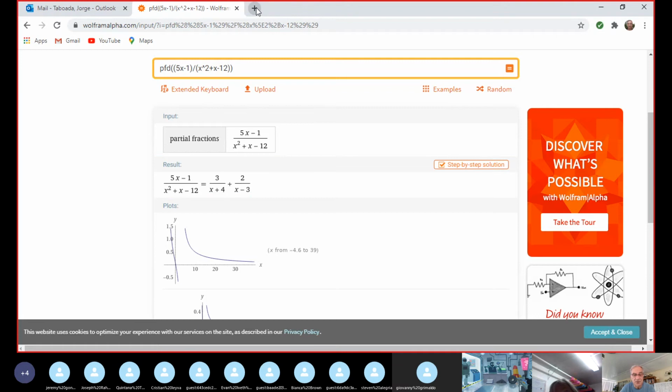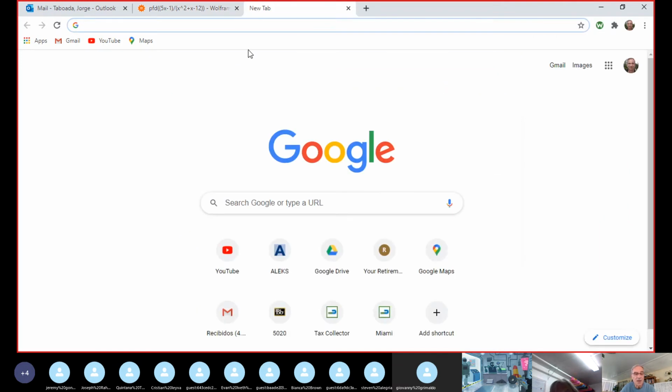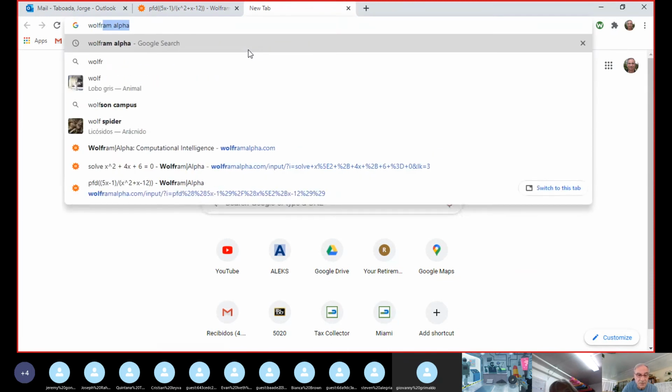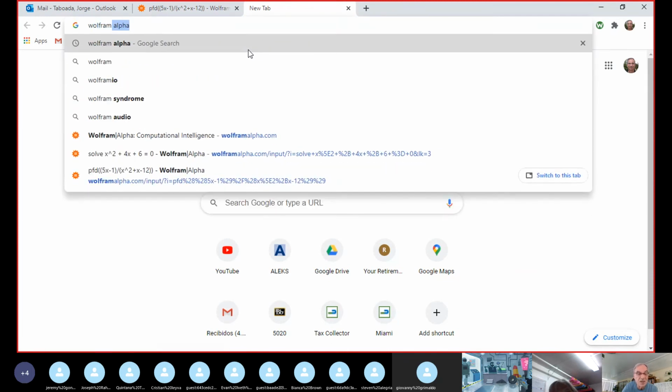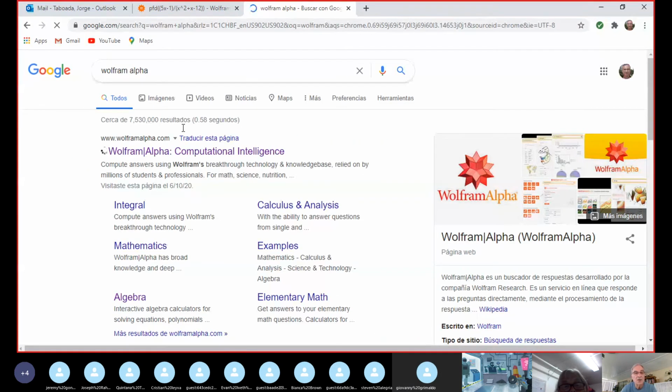You open, in this case, I open Google Chrome. I prefer Google Chrome. I put Wolfram Alpha. Everyone follow me? Do you see the computer? Everyone follow me? Yes. Okay. Wolfram Alpha, Wolfram Alpha Computational Intelligence.